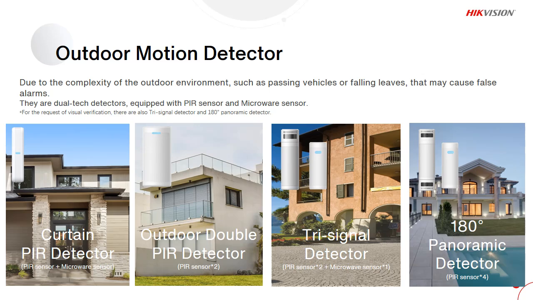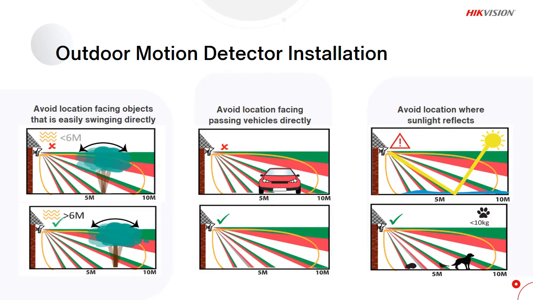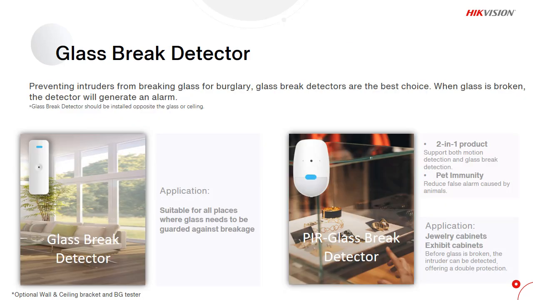Therefore, outdoor products are mostly dual technology equipped with a PIR sensor and a microwave sensor, and generally with IP65 or IP66 waterproof protection. When installing outdoor motion detectors, we need to avoid locations facing objects that easily swing, such as trees within 6 meters. We need to keep the detector 6 meters from the tree, but within the detection range. Also, we need to avoid locations facing passing vehicles directly, or somewhere the sunlight may reflect, so as to reduce false alarms.